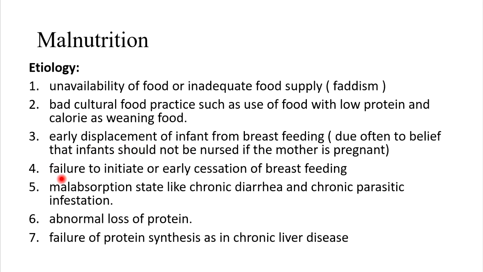Number 4, failure to initiate or early cessation of breastfeeding. فشل الرضاعة الطبيعية. لذلك احنا أصرينا بالمحاضرة السابقة أنه how to support breastfeeding، وحكينا عن أنه initiate early breastfeeding for successful breastfeeding. Now, number 5, malabsorption state like chronic diarrhea and chronic parasitic infestation. One of the most important causes of malnutrition is chronic diarrhea.